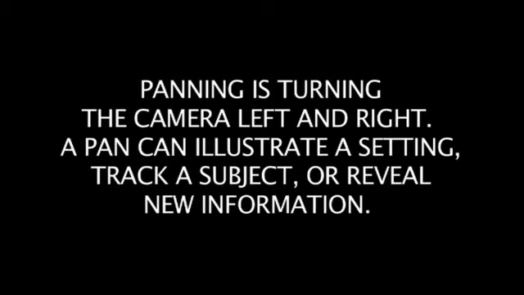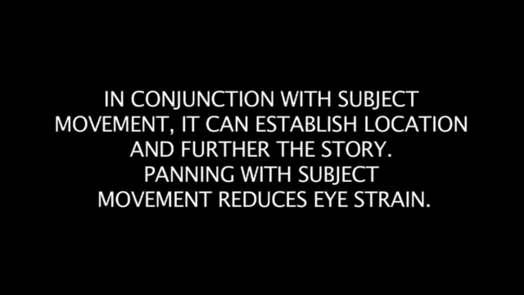Or you can pan not with the subject and not in a wide shot, but just pan over to something interesting in the frame to reveal new information. This can be something that the audience is not yet aware of, that you just want to pan and illustrate without actually cutting to another whole shot. So in conjunction with subject movement, it can establish location and further the story. Panning with the subject movement reduces eye strain. Now what that means is whenever you have movement in the shot, whenever a person is actually moving in the shot and you're panning with them, it's always going to be easier on the eye than when you're just doing a pan and there's nothing moving in the shot.